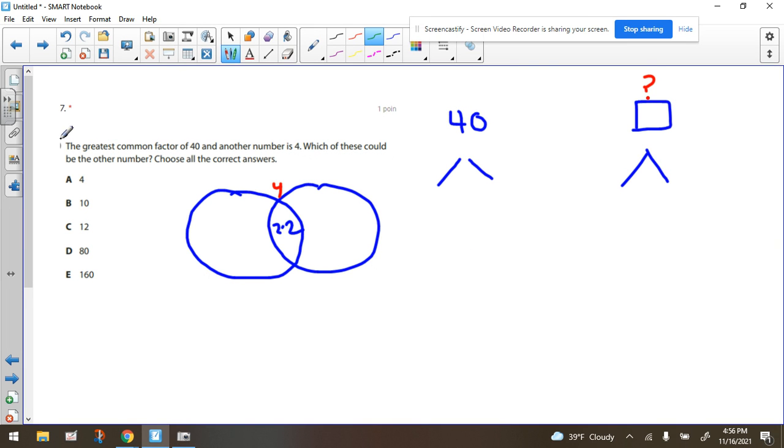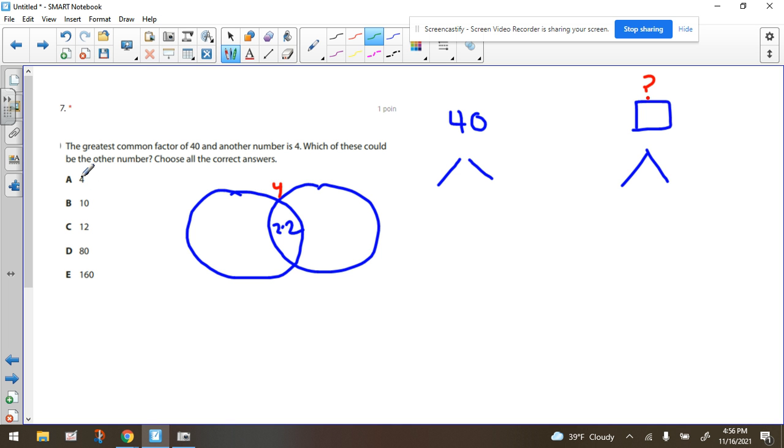We're looking at number 7. The greatest common factor of 40 and another number, so 40 and some number we don't know, is 4. Which of these could be the other number? Choose all of the correct answers. All right, so we have to pick which ones because it's going to be more than one.